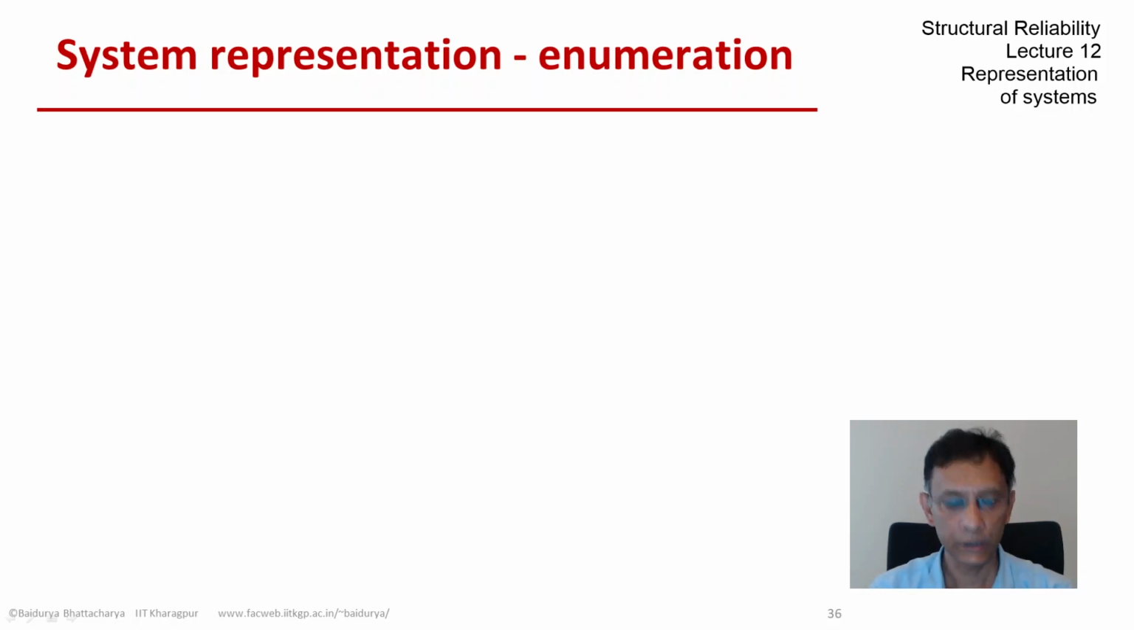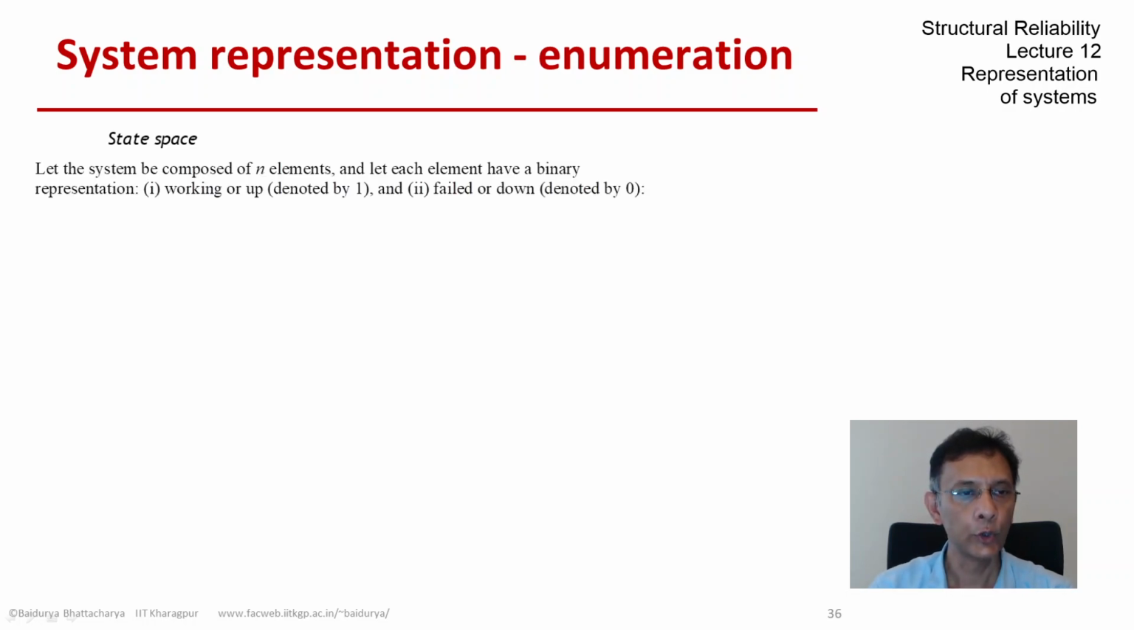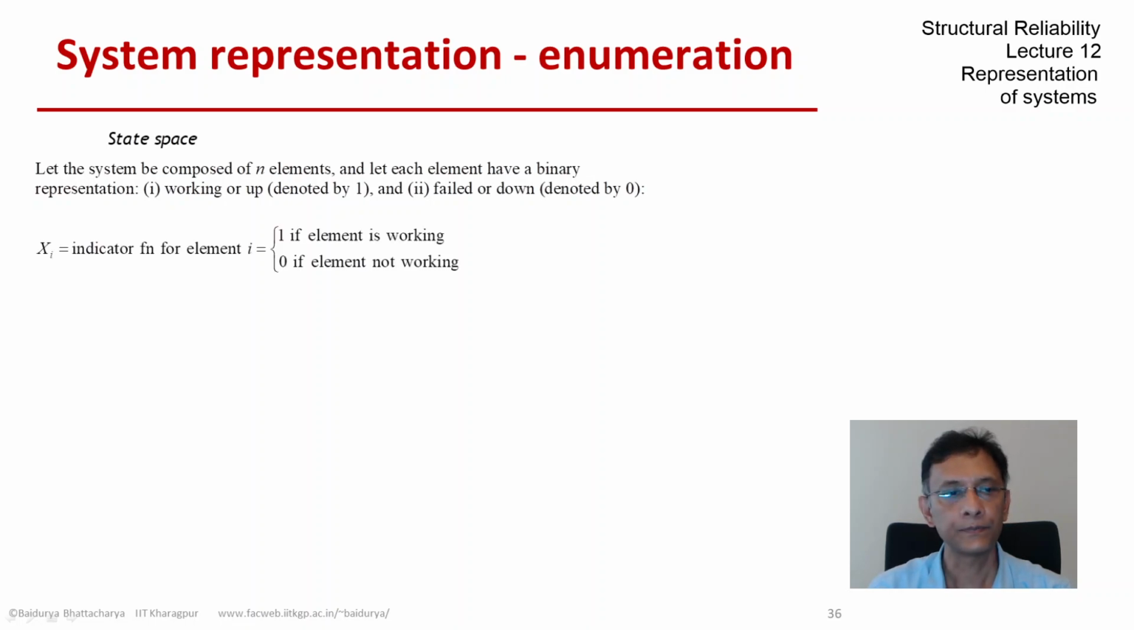System representation through the method of enumeration. So what we'll talk about is the state space. The system is composed of n elements, and let's say each element is binary in nature. So let the state 1 be that it's working or in an up state, and let the state 0 be for it's failed or it's in the down state.